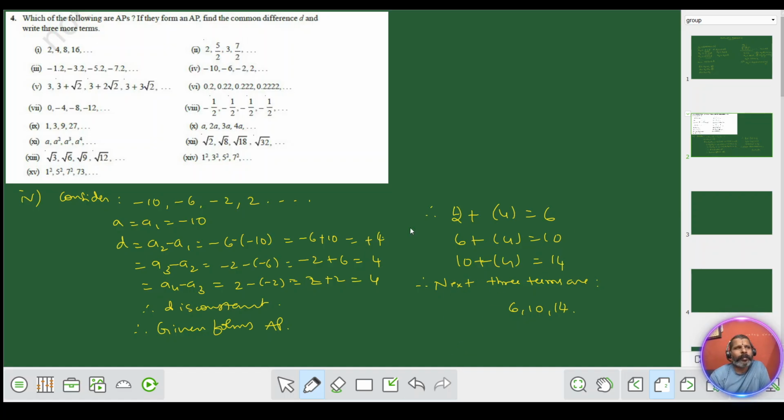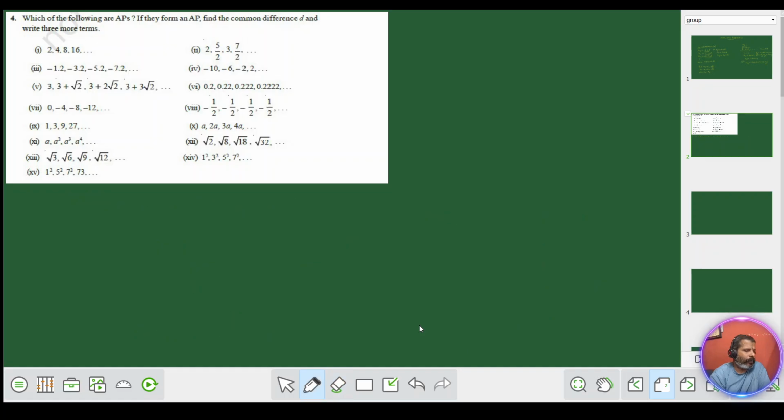How do we get the next three terms? You pick the last term given in the sequence and add the D, whatever constant we got. Once you get that, add D again to the next term obtained. That's how you find the next three terms. We'll move to the next question. Fifth one.